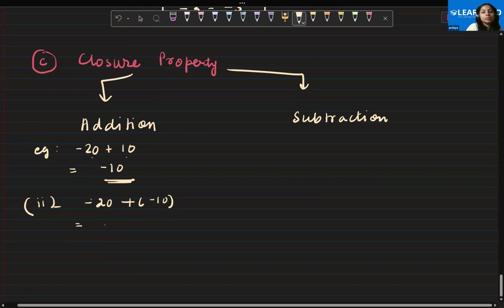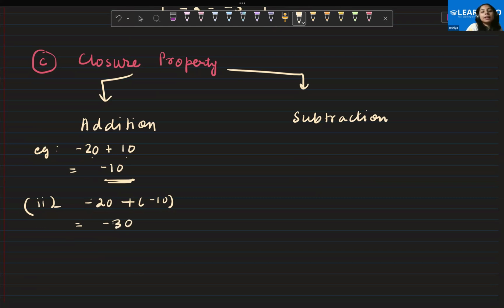Negative 30. Very good. Negative 30. So that again we are adding two integers and getting an answer. We get an answer as an integer. So we can write that integers are enclosed under addition.